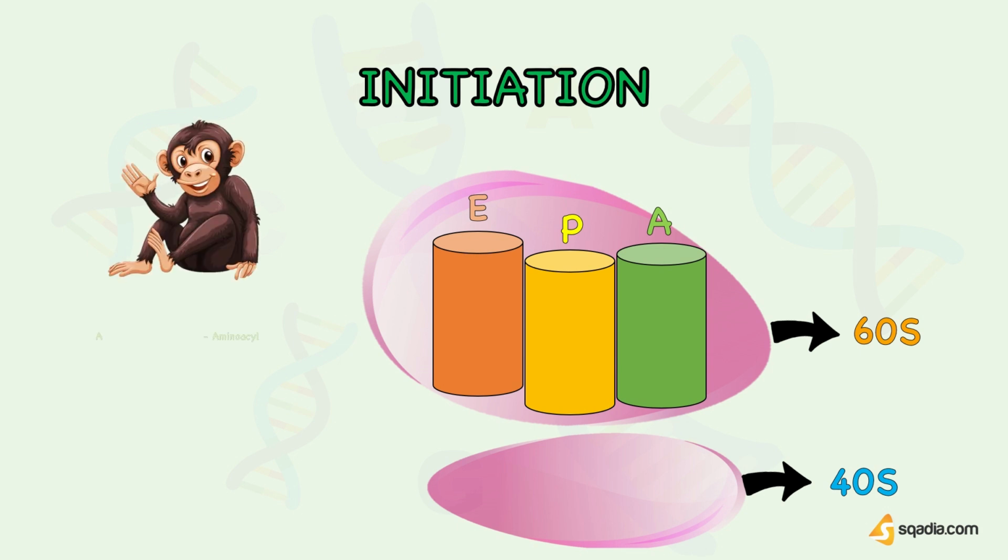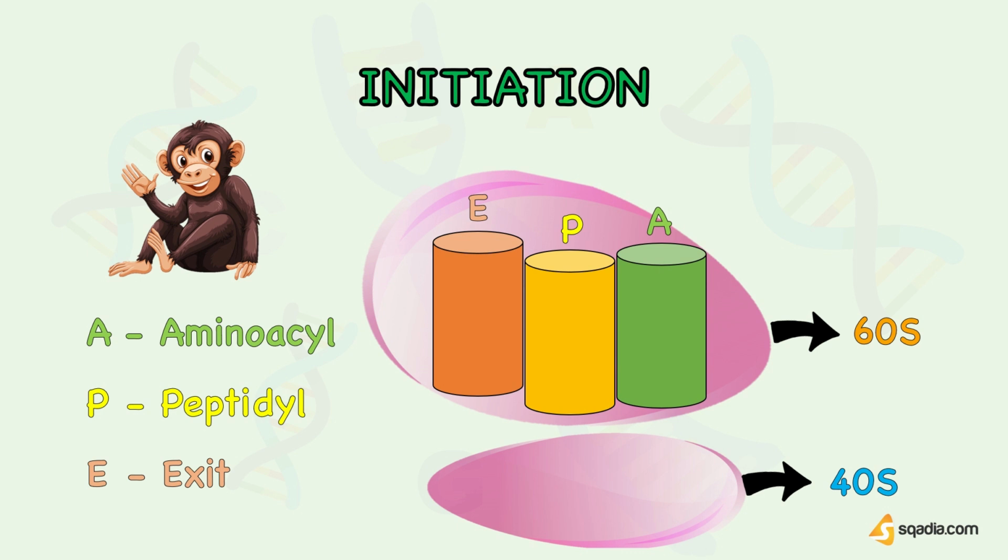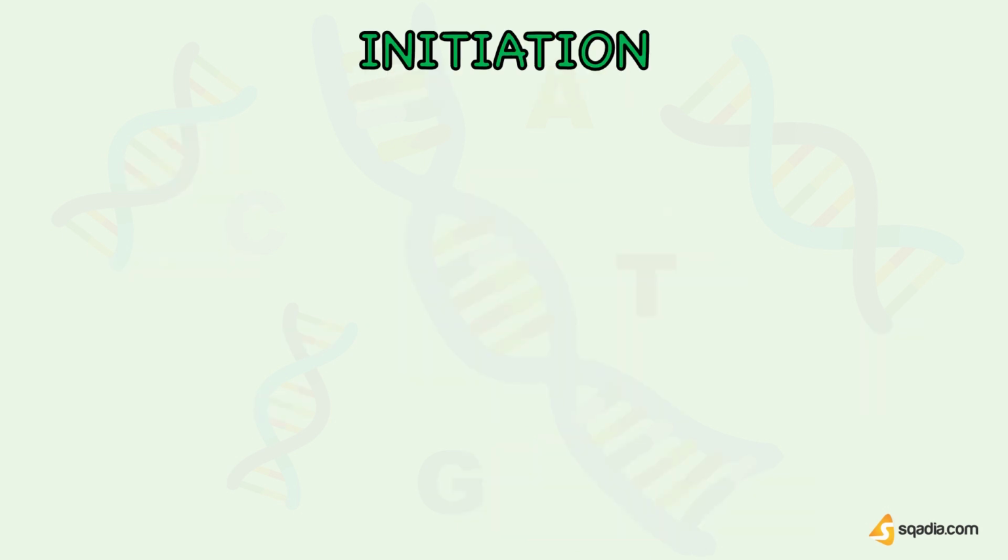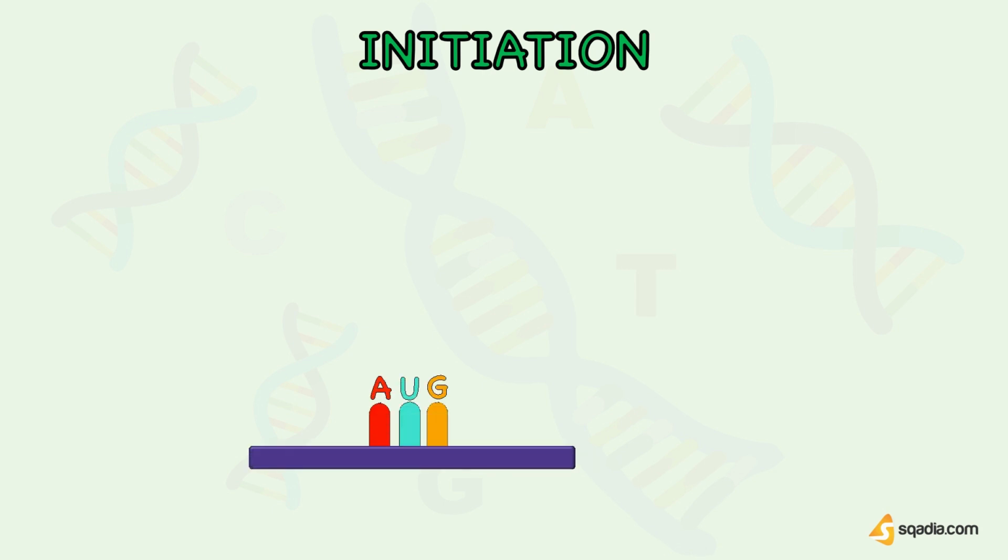Remember it with a mnemonic APE, which will be A for aminoacyl, P for peptidyl, and E for exit. The transfer RNA will be reading from the codon, basically from the P region of the ribosomes.